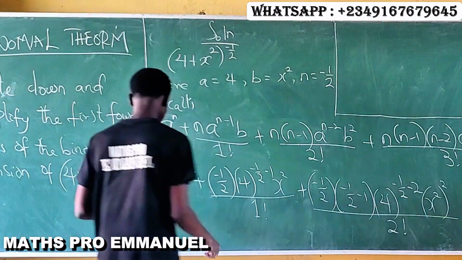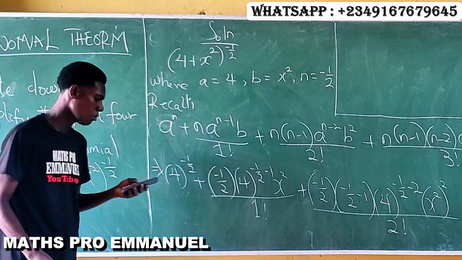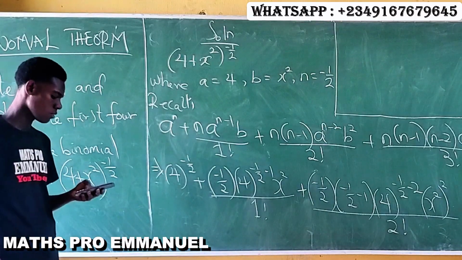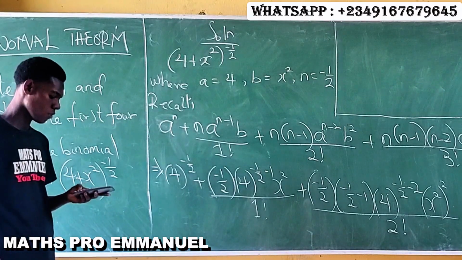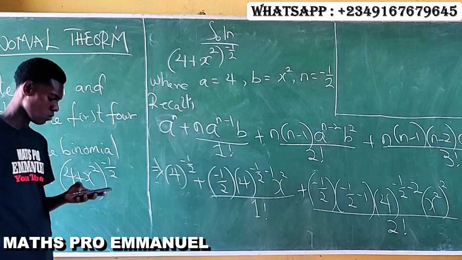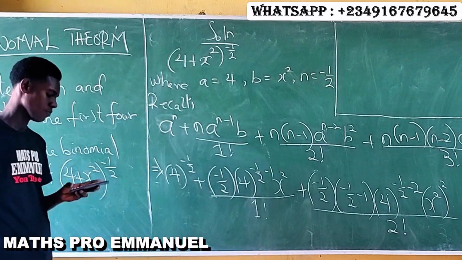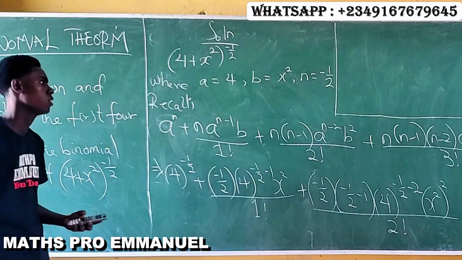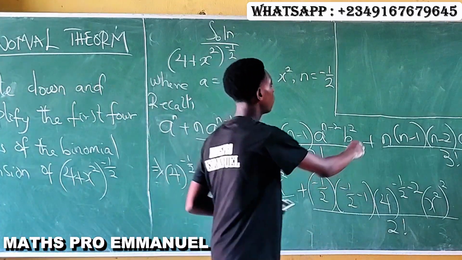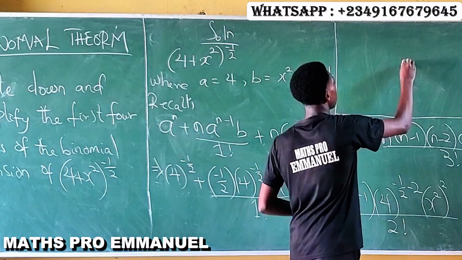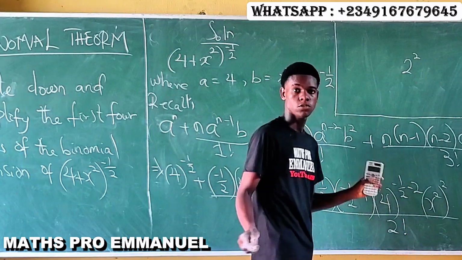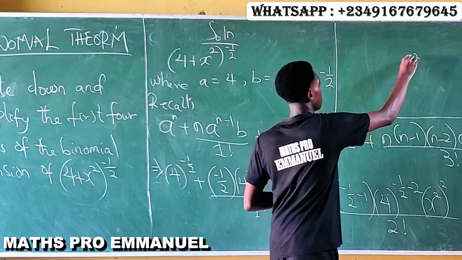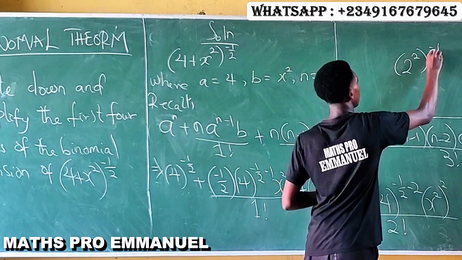Now for the first term we are having 4 raised to the power of minus 1 over 2. If you simplify that, it is 0.5. That is 1 over 2. Let me show you how the result is 1 over 2. Let me just do a brief solving on this. We know that 4 is the same thing as 2 squared, and this is raised to the power of minus 1 over 2.